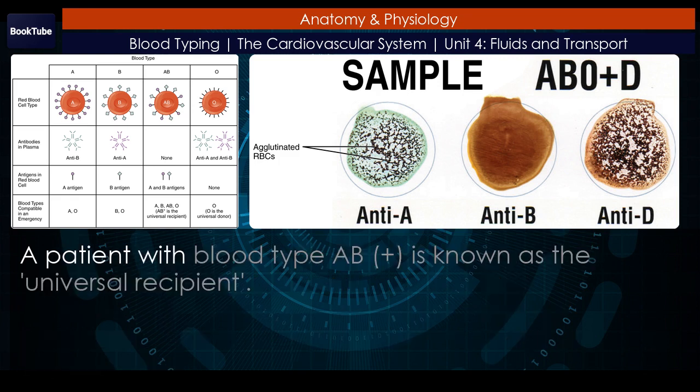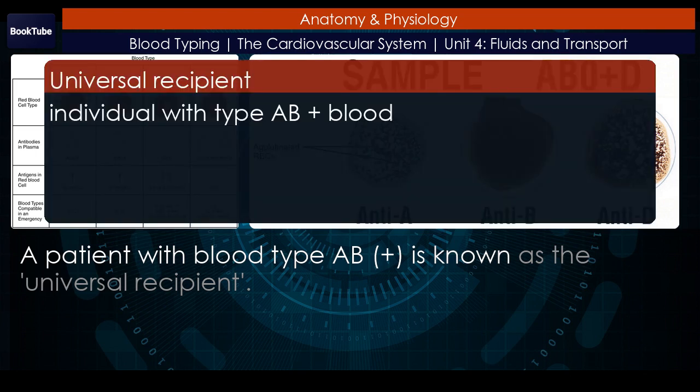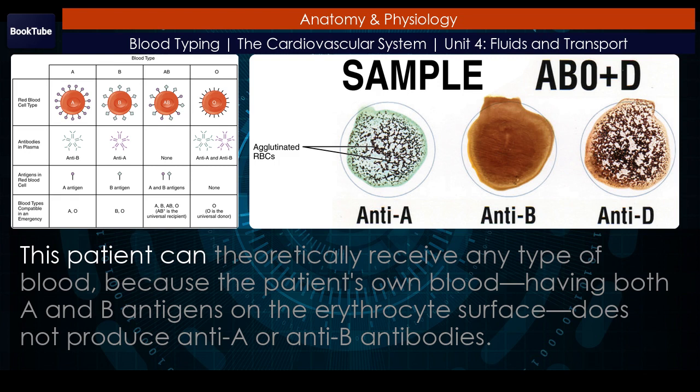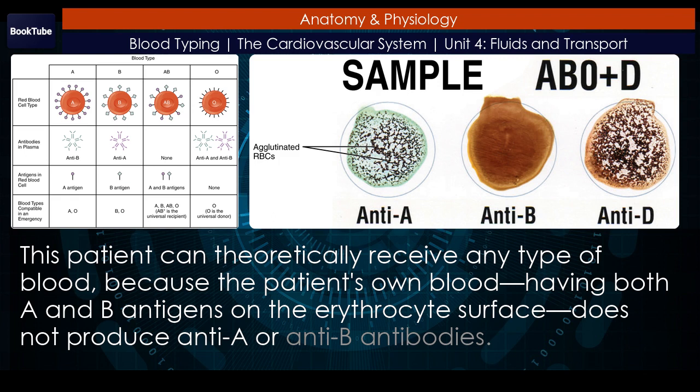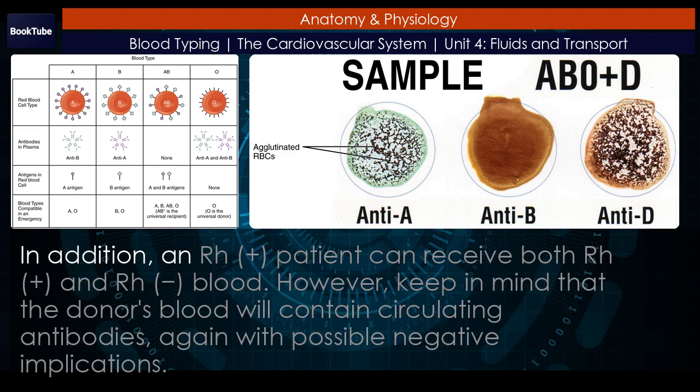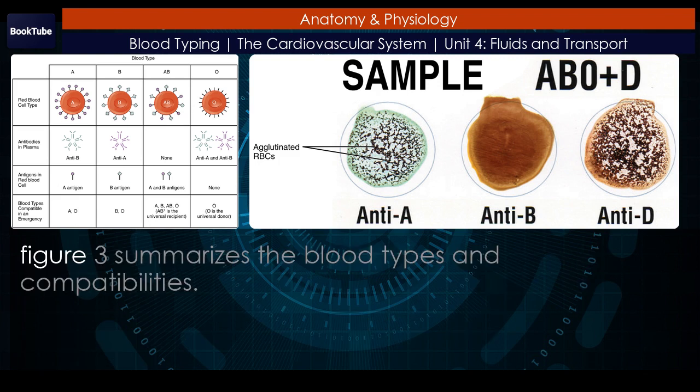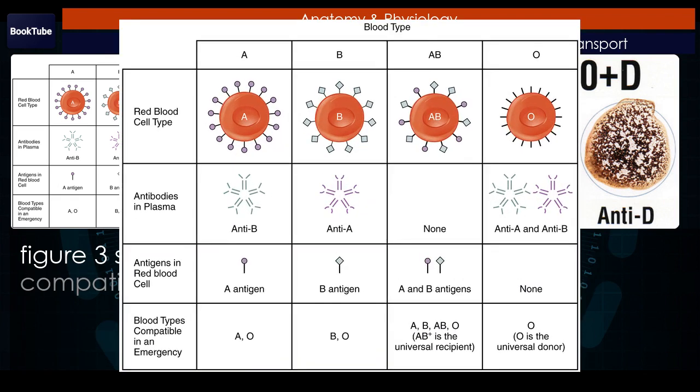A patient with blood type AB+ is known as the universal recipient. This patient can theoretically receive any type of blood, because the patient's own blood, having both A and B antigens on the erythrocyte surface, does not produce anti-A or anti-B antibodies. In addition, an Rh+ patient can receive both Rh+ and Rh- blood. However, keep in mind that the donor's blood will contain circulating antibodies, again with possible negative implications. Figure 3 summarizes the blood types and compatibilities.